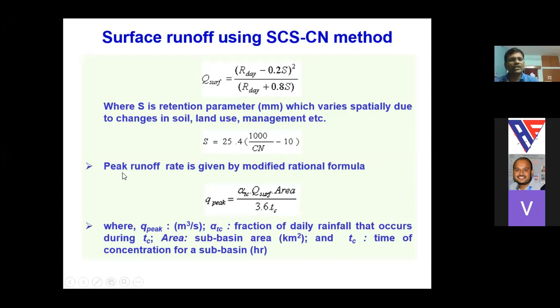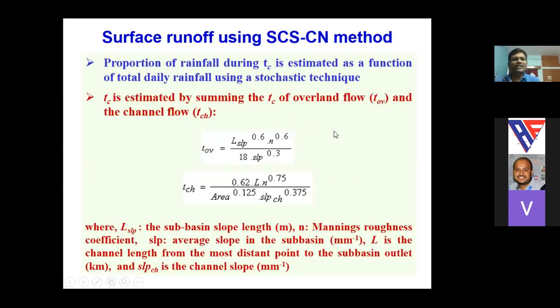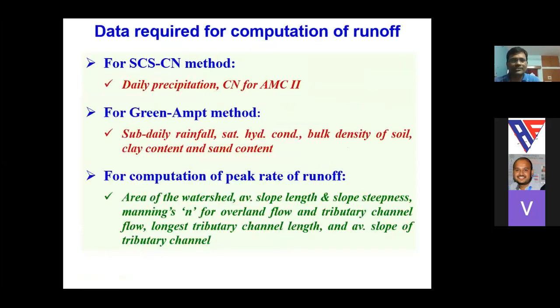There are two things: the total volume of runoff and the peak rate of runoff. The peak rate of runoff is estimated by using the modified rational formula. Q peak is equal to alpha TC into Q surface into area divided by 3.6 into TC, that is the time of concentration. The time of concentration is basically the summation of the overland flow and the channel flow times, which can be estimated by using these two equations.